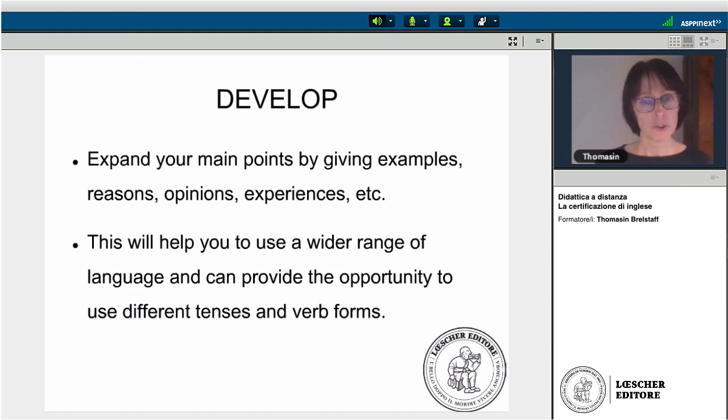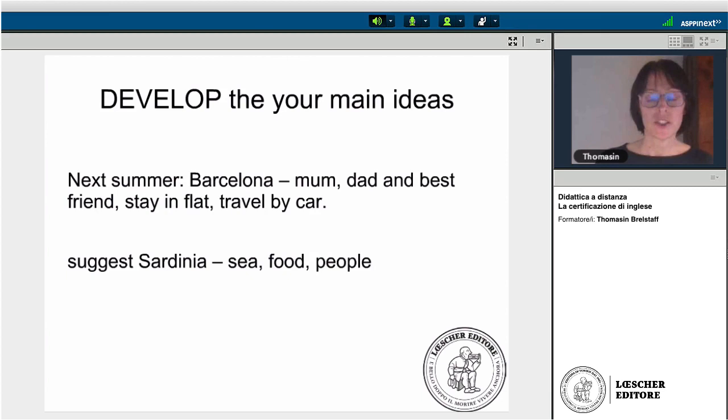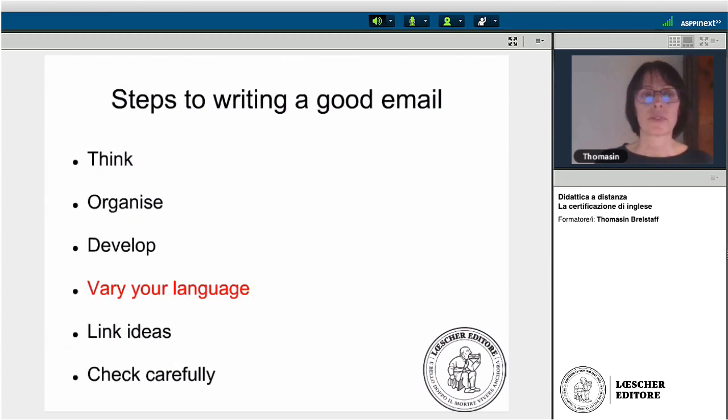So here, without going into too much detail about when my friend went and why she loved it, just mentioning it, I have used the past simple and the present perfect simple. I don't want to write too much about that because I would become irrelevant to the task. But just mentioning it helps me to show that I can use a wider variety of tenses and verb structures. Now, this brings me on to the next point, which is vary your language.